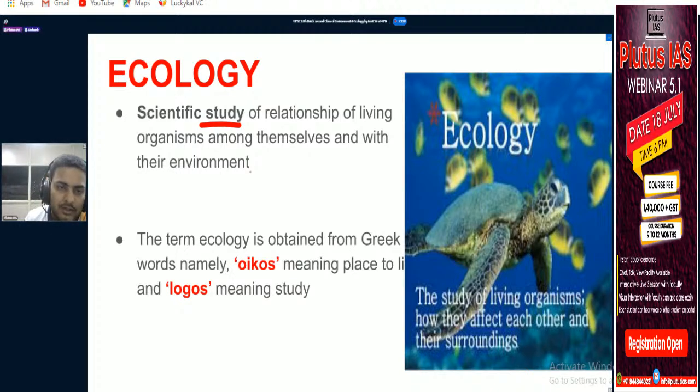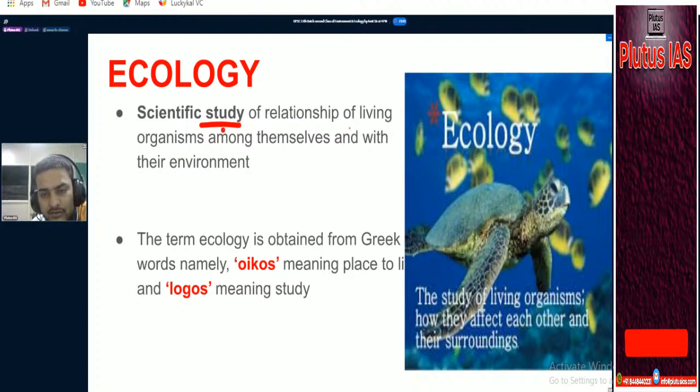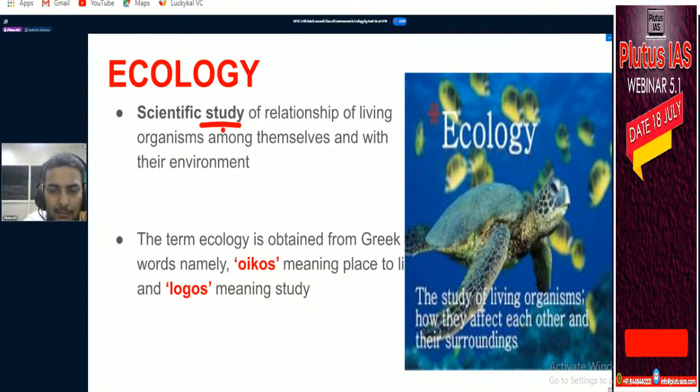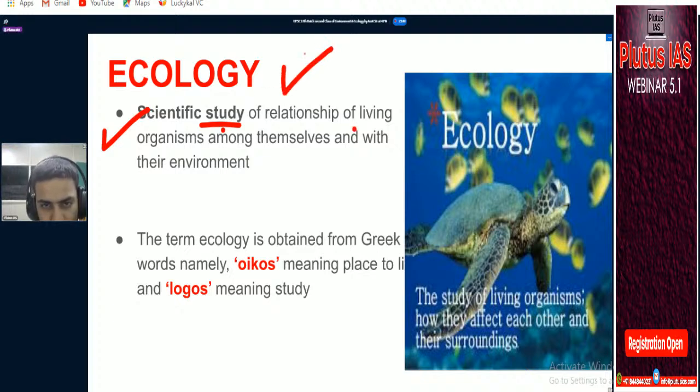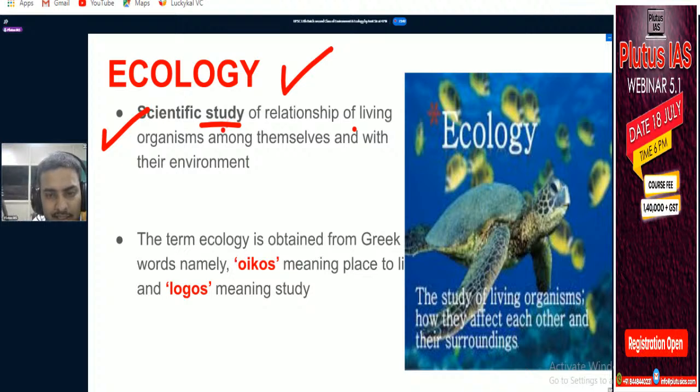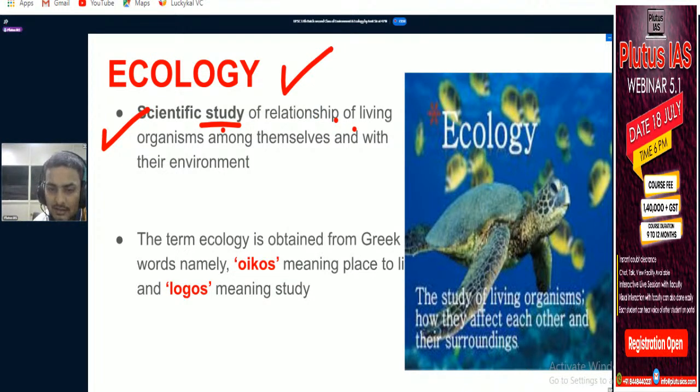So it is about the study of relationship of organisms among themselves and with their environment. Okay. You can write this definition in your copy. Make a heading of ecology. Write this: Ecology is the scientific study of relationship of living organisms among themselves and with their environment or surrounding.